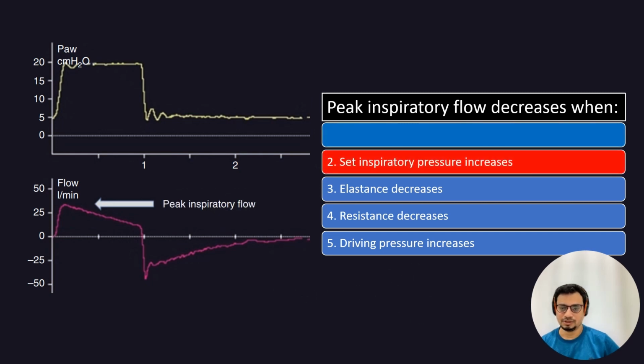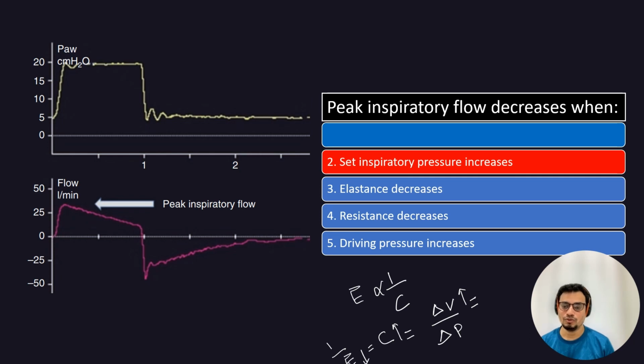Now let's discuss elastance. As you know, elastance is inversely proportional to compliance, and compliance is basically delta V upon delta P, the increase in volume per unit change in pressure. So suppose there is a decrease in elastance, there will be an increase in compliance, and an increase in volume. As you know, the flow depends on the volume. So if there is an increase in volume for a constant pressure, as we see in pressure control ventilation, there will be an increase in the flow. Flow is represented as Q dot like this. So this option is also wrong.